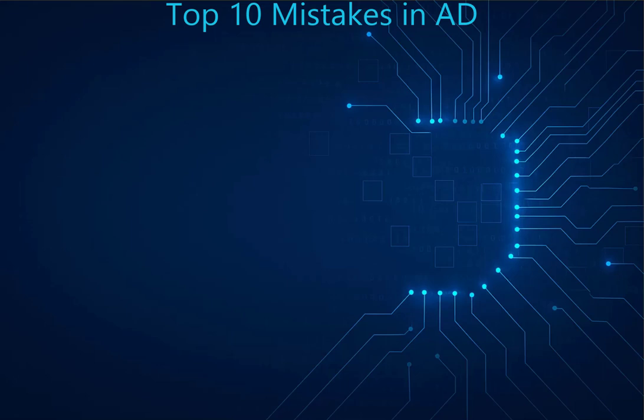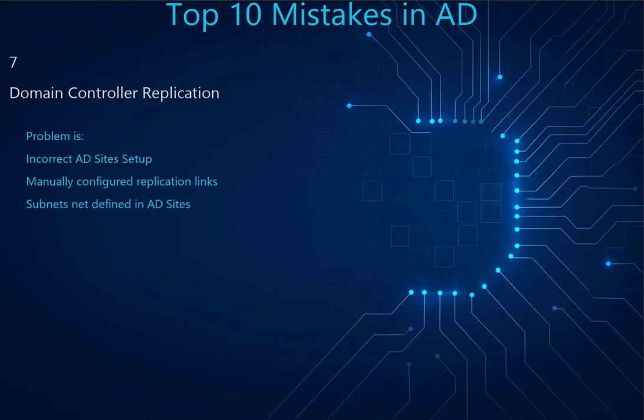Number 7, domain controller replication. What I see commonly is incorrect AD sites setup. You haven't set up your sites to reflect either your physical layout or your logical layout for Active Directory, and you've manually configured replication links and they don't work correctly or are inefficient, and your subnets are not defined in your AD sites, which again leads to incorrect configuration and inefficiency with things such as workstation communication and all that kind of stuff.